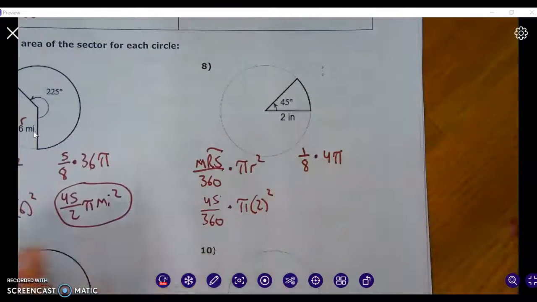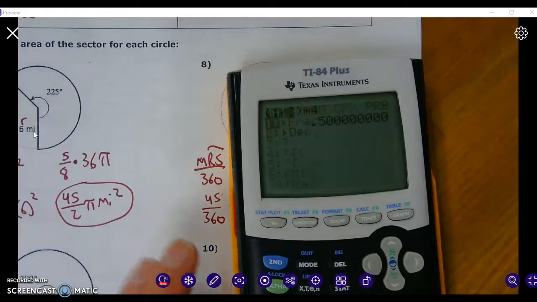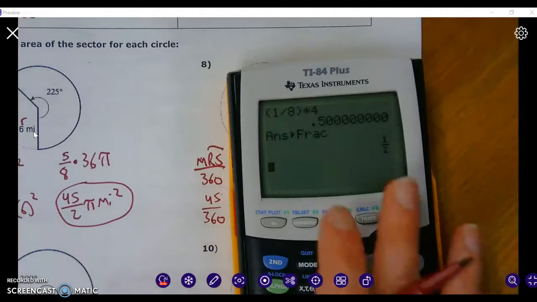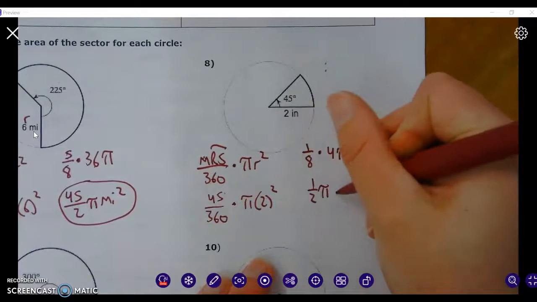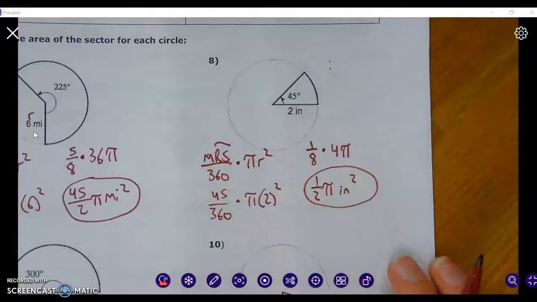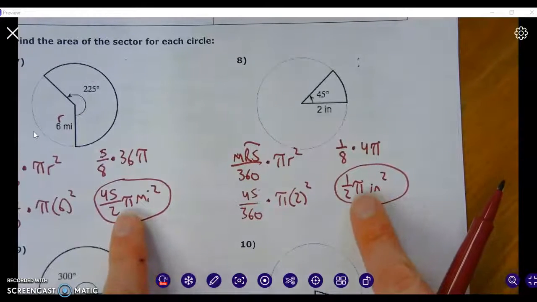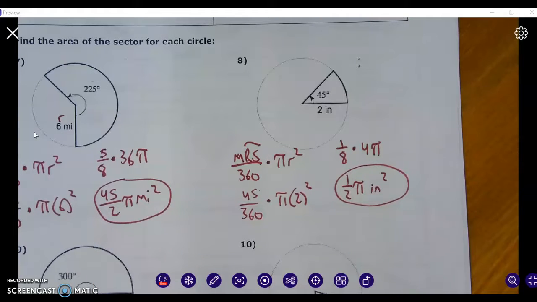Okay, and then we combine 1/8 and 4. So 1/8 times 4, turn that into a fraction, is half. So we have half pi inches squared. Okay, so you'll notice that all of our answers have pi in it and a fraction. We don't have any decimals, and we want to keep it that way.